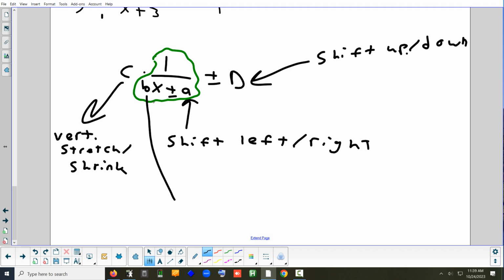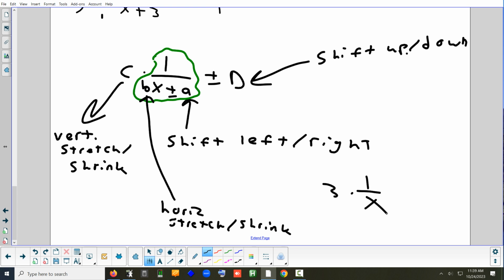So what do you think B is going to do? It's multiplication, but it's on the inside. Wouldn't that stretch it along the horizontal axis? Yeah. It's going to be a horizontal stretch or shrink. Now remember, everything is backwards with the horizontal stuff. Vertical, it's not.